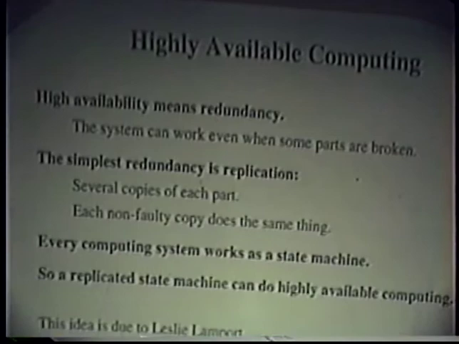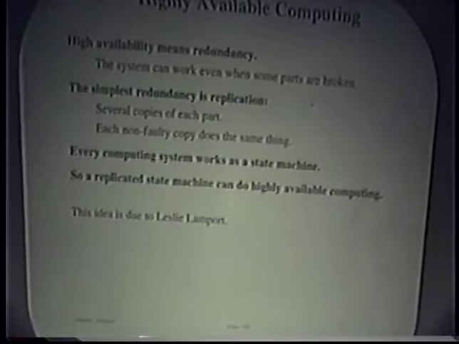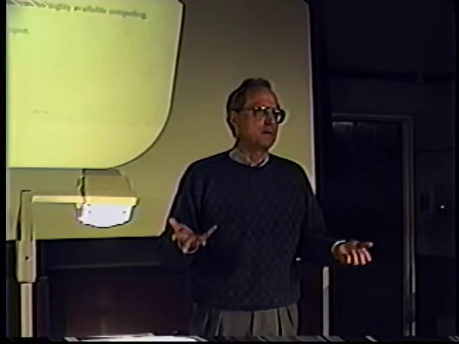But in general, high availability means redundancy, because you can't build individual components that are perfect. And you want the system to be able to work even when some of the components are broken. There's a variety of subtle ways to get redundancy, but the simple-minded way to get it is replication. You make several copies of each part. And you design the system so that all the copies of a part that aren't broken do the same thing. And then you can get the desired result from any of the functioning parts. So replication is good for availability.